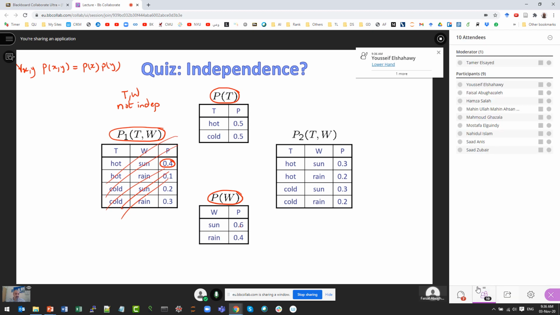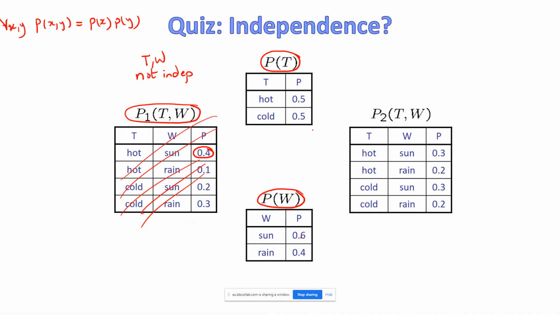Can we see someone other than Yusuf and Faisal? Mahmoud, do you need an invitation, Mahmoud? Okay. What do you think?